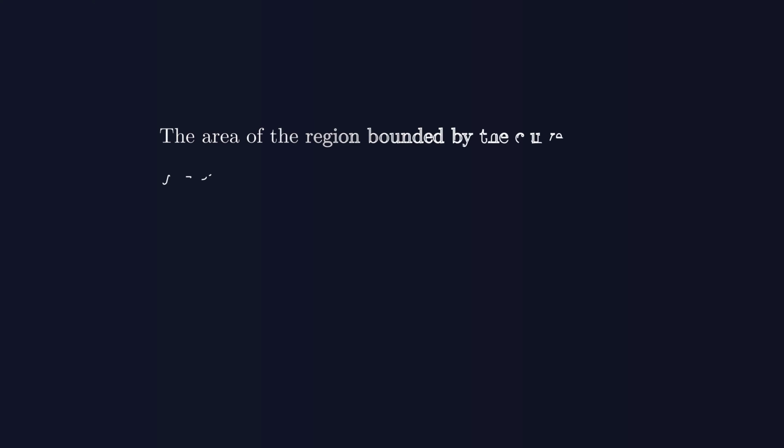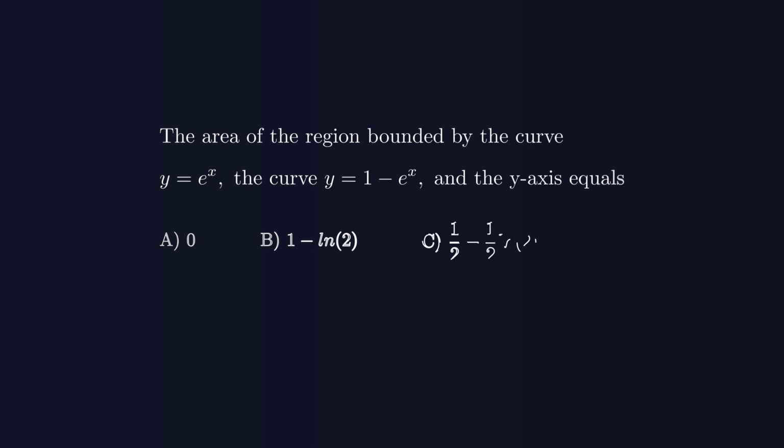Hello everyone! Today, we're going to solve an integral problem from the 2021 Oxford Admission Test. You can see the question on the screen. It says the following. Which of the following options represents the area enclosed between the curves y equals e to the power of x and y equals 1 minus e to the power of x and the y-axis?